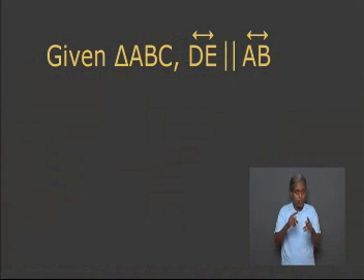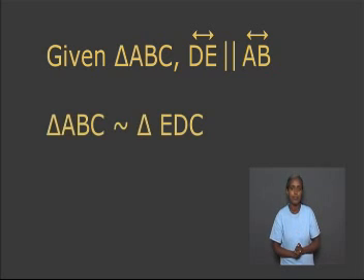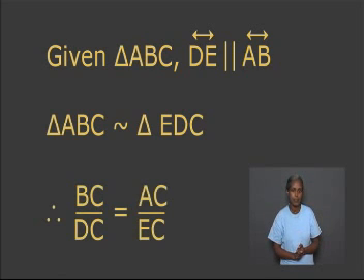Given the triangle A, B, C, we can see that DE and AB are parallel. The triangle ABC must be similar to the triangle EDC. Therefore, the ratio of BC to DC is equal to the ratio of AC to EC.